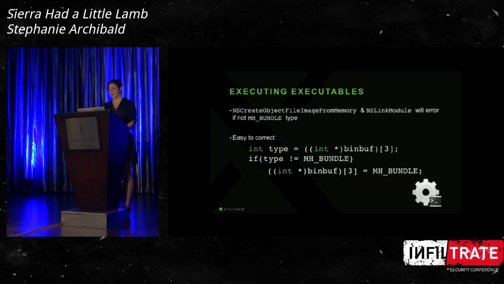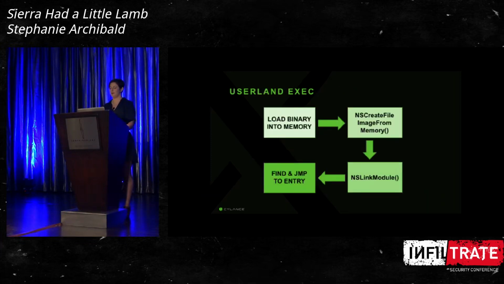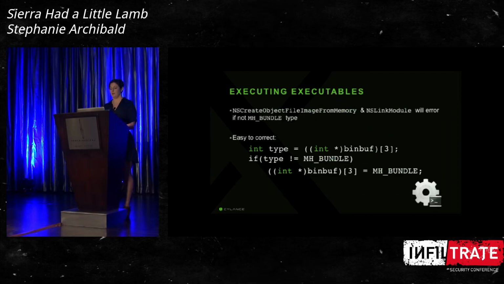So finding an executable entry point is pretty easy, right? You just walk the Mach-O struct to find the load commands, and you can see here, what is this? Oh yeah, no. You may remember that I said earlier that the only type that NSLinkModule will allow you to load is an MH_BUNDLE type. Fortunately, it's really easy to correct. If you set the type to MH_BUNDLE, even if it's not that type, NSLinkModule will work just fine. So you can actually get away with loading executables with these functions that are supposed to disallow it.